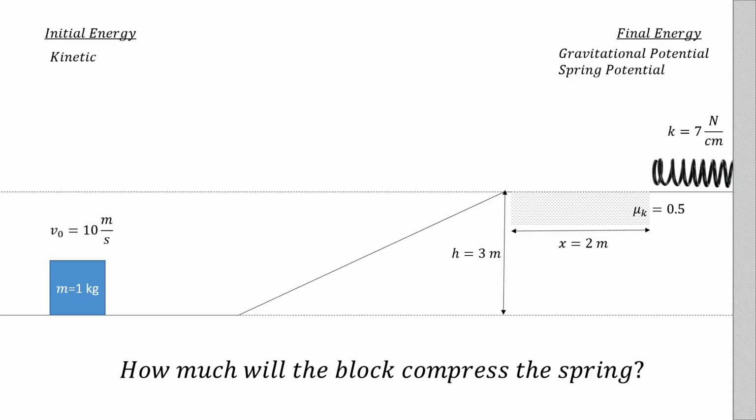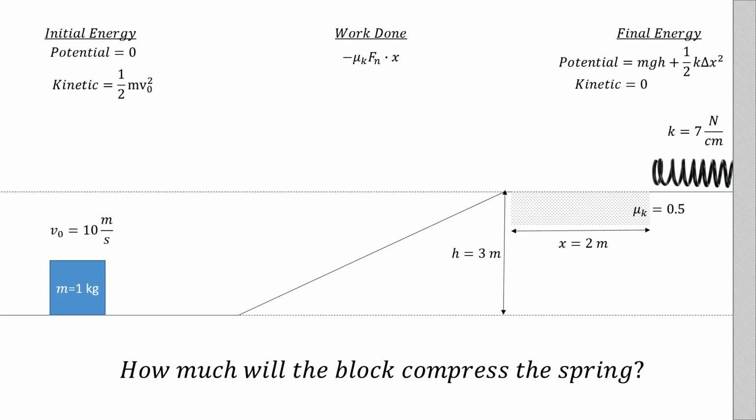Additionally, some work will be done by friction against the block, which will convert some of this mechanical energy into thermal energy. Rewriting this in terms of the variables we have, we begin with energy equal to 1/2 mv₀², we lose some energy equal to μₖ times the normal force times the length of our friction patch, and we end with energy equal to the sum of mgh and 1/2 k Δx², where Δx is the compression of the spring.